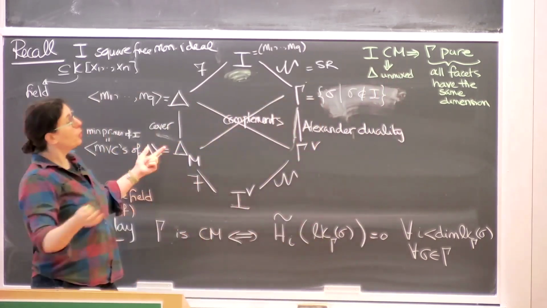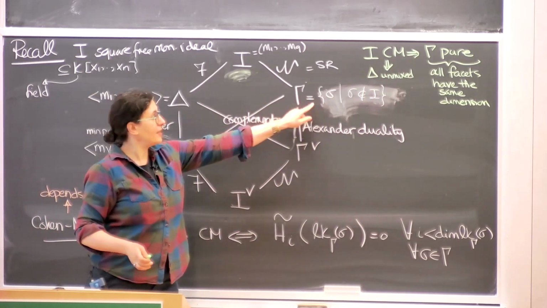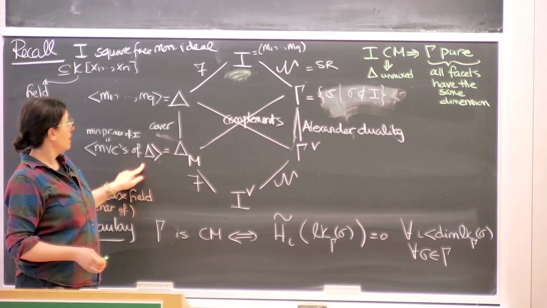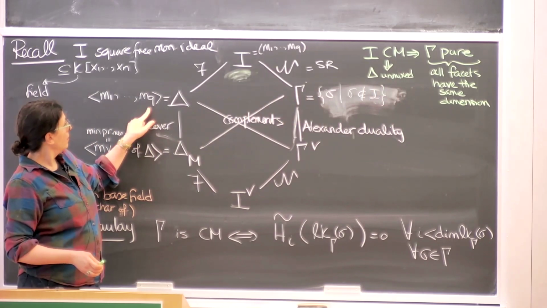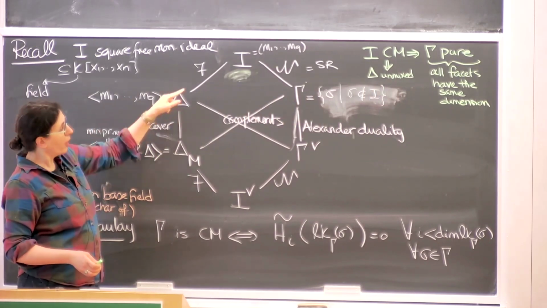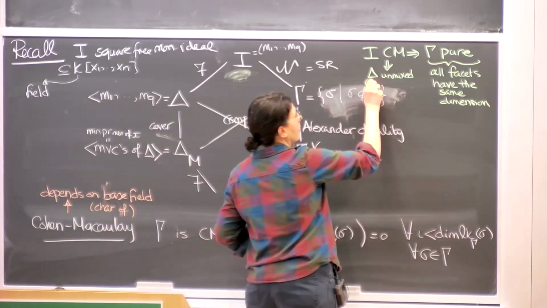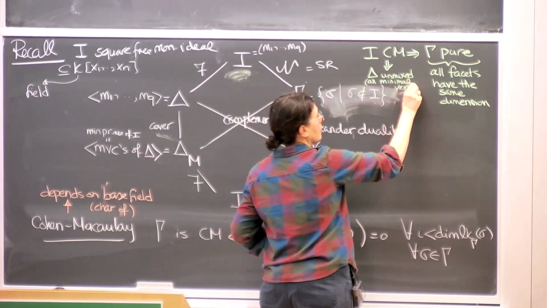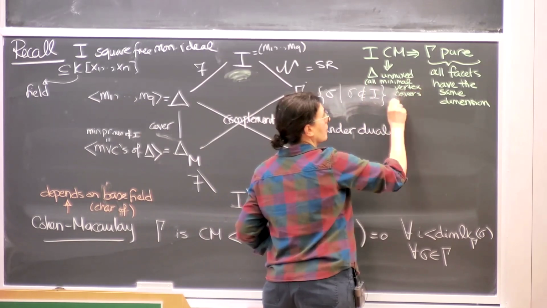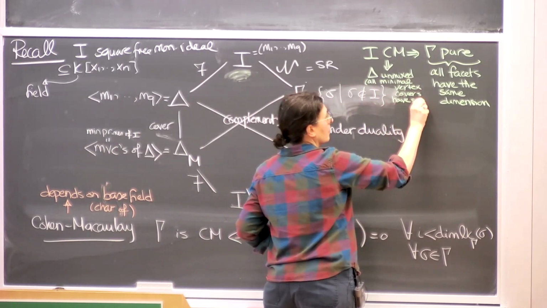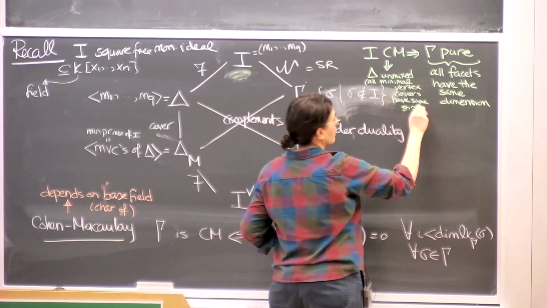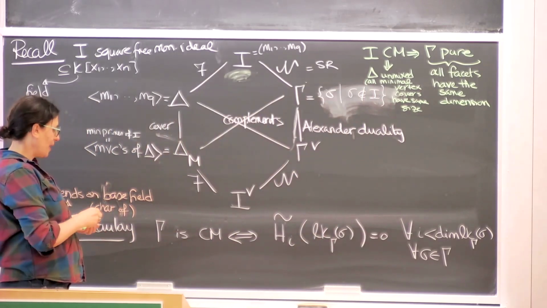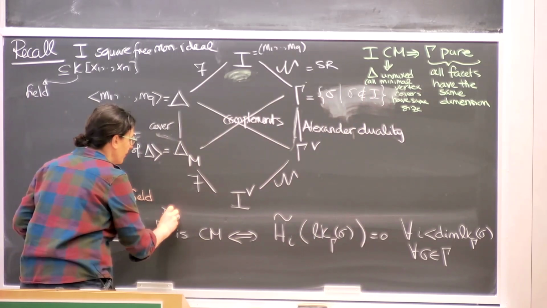So you can actually now prove this because of this complement. If all of these have the same size, then all of the minimal vertex covers have the same size. That means that delta, or I, is unmixed. That means all minimal vertex covers have the same size. Okay, so let me add pure everything.